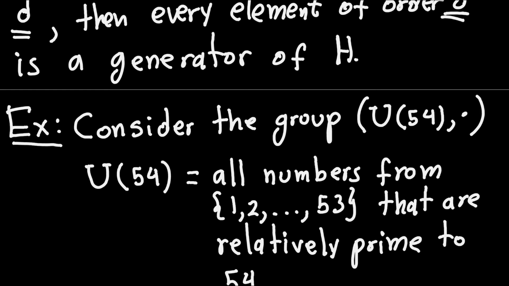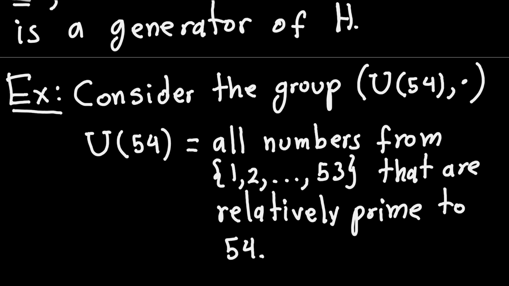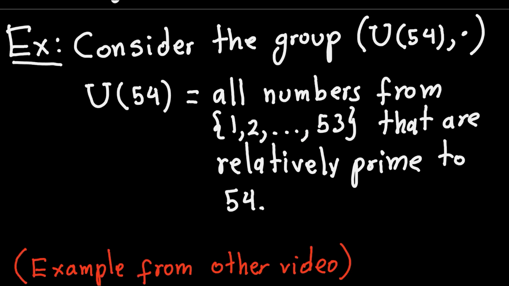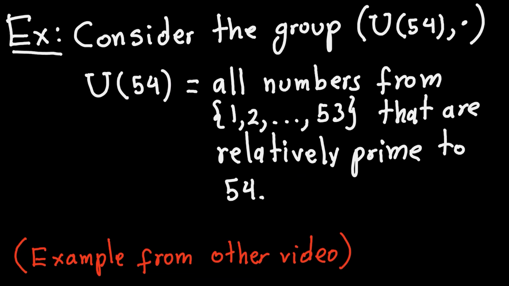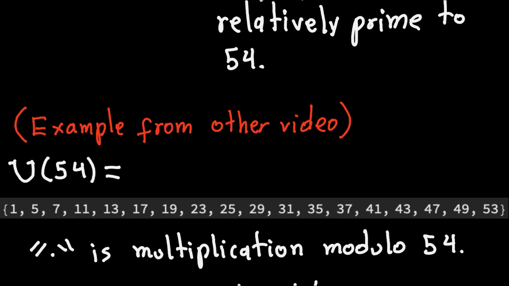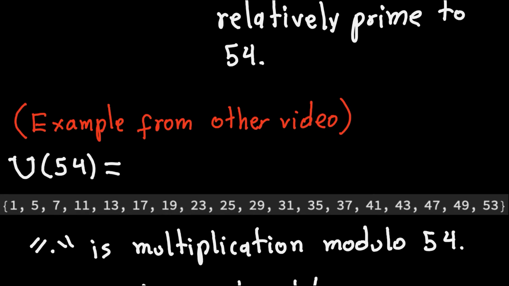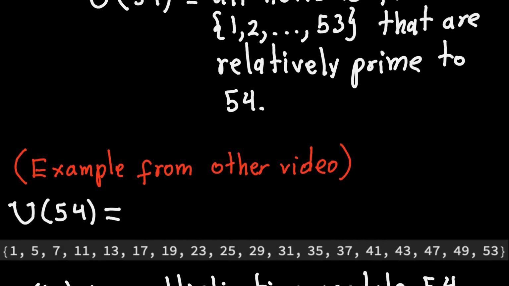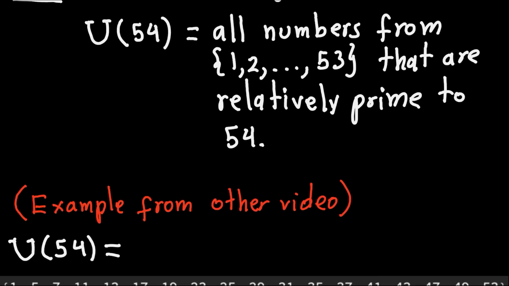So let's look at this group. Consider the group U54 with this binary operation. Recall that the elements of U54 are all the elements between 1 and 53 that are relatively prime to 54, and the binary operation here is multiplication modulo 54. This is also an example that we saw in a previous video. I'm going to put the link in the video description again.